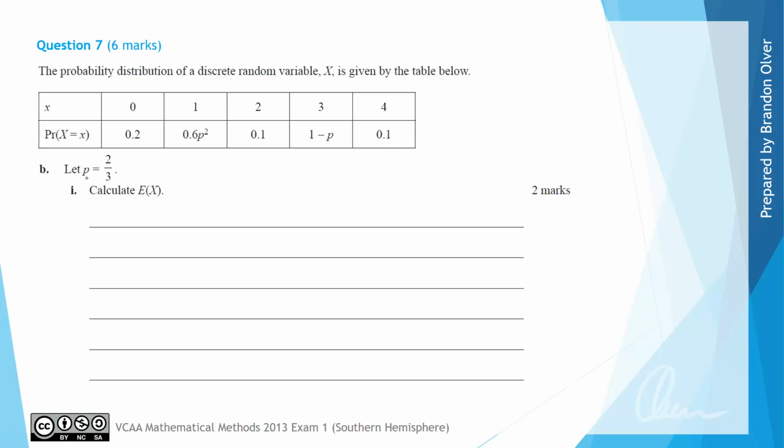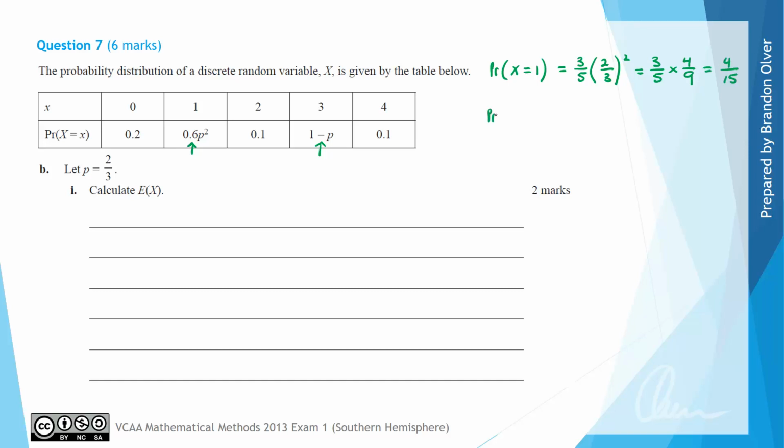So firstly, if we know p equals 2/3, we can now work out this probability as a number and this probability as a number. So the probability of when x is equal to 1 is simply equal to 0.6, which is 3 over 5 times p squared, but p is now 2/3 squared. So this is going to equal 3 over 5 times, and 2/3 squared is 4 over 9, and that is going to simplify to 4 over 15.